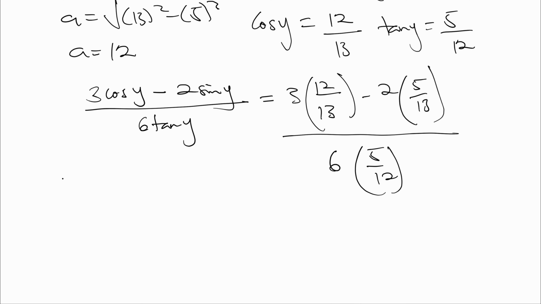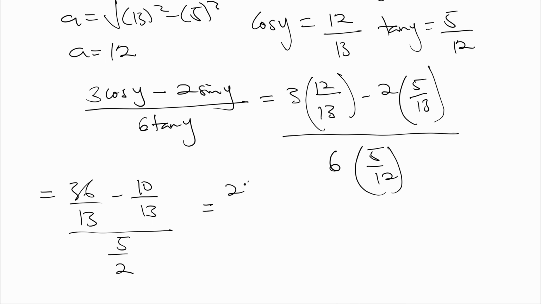Now when we remove the brackets, you have 36 over 13 minus 10 over 13 all over 5 over 2. Now 36 over 13 minus 10 over 13 will give us 26 over 13, so all over 5 over 2. When we punch this on the calculator, we get 4 over 5. So 4 over 5 will be our final answer.